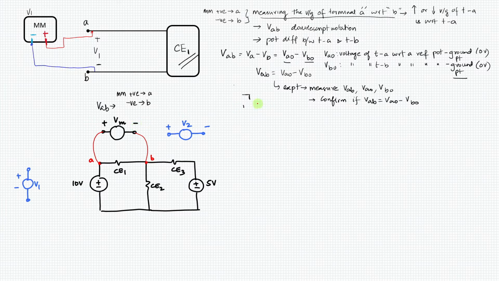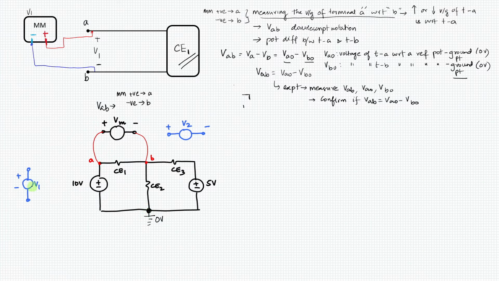And now we will try to measure VA0. That is VA. We want to measure this potential VA, the voltage across the terminal A with respect to a ground potential. For that, first we have to establish a ground potential. We will see in future lectures how we do that. But for the time being, just understand this point here is going to be our ground potential. Therefore, we are going to measure the voltage between the A terminal and this 0 volt.